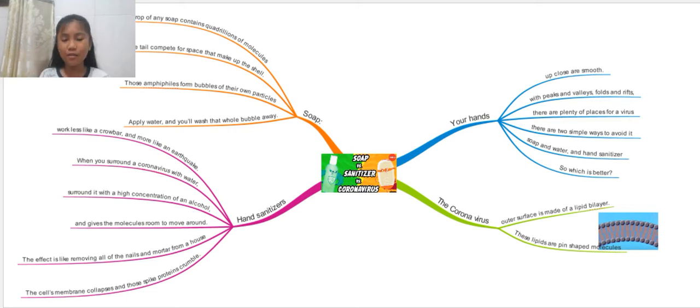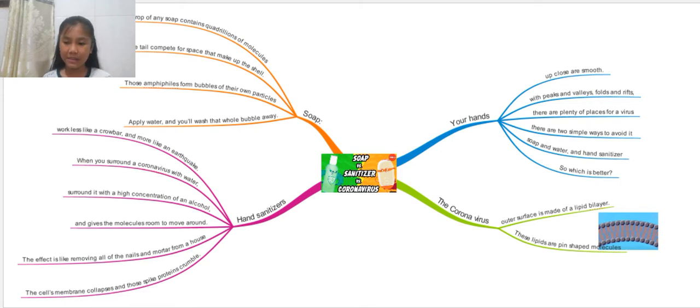But there are two simple ways to avoid it, and you've probably heard of them: soap and water, and hand sanitizer. Which is better? Well, we're going to talk about these today. First, let's talk a little bit about the coronavirus.